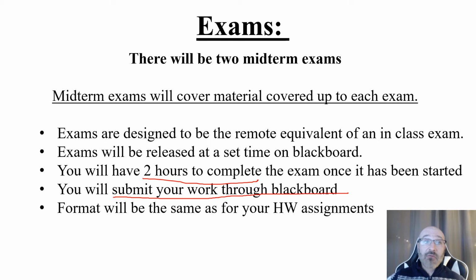It'll be in the same format that you've used for all your homework assignments, the same way you upload all your homework assignments through Blackboard, so it should be no surprises. It'll be exactly the same way.